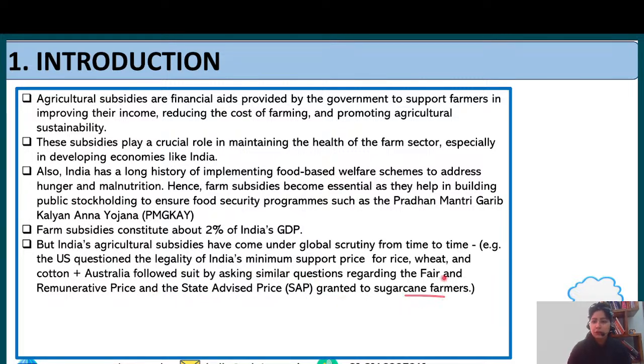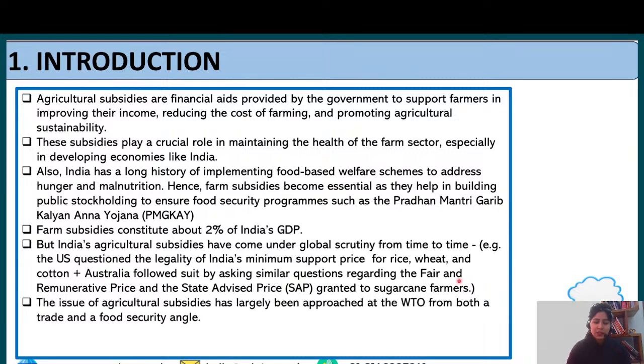All right, for sugarcane, you have the fair and remunerative price and state advised price. For other crops, you have MSP. So these issues have been raised. Just mention one or two examples of countries and the crops that they have brought into question, and you will be sorted for your introduction part.